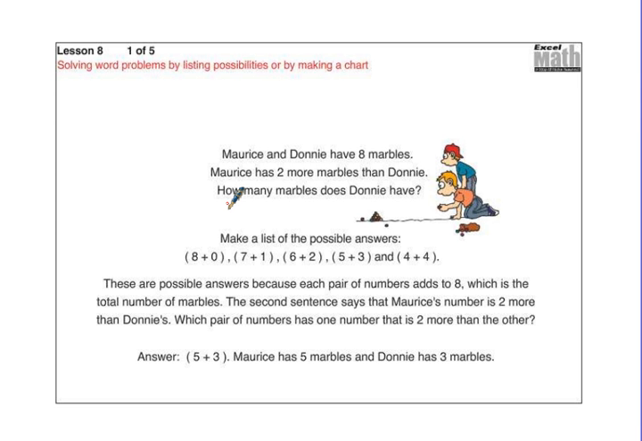Maurice and Donnie have 8 marbles. Maurice has 2 more marbles than Donnie. How many marbles does Donnie have? Okay, so these two guys right here, together, they have these 8 marbles. And Maurice has 2 more than Donnie.